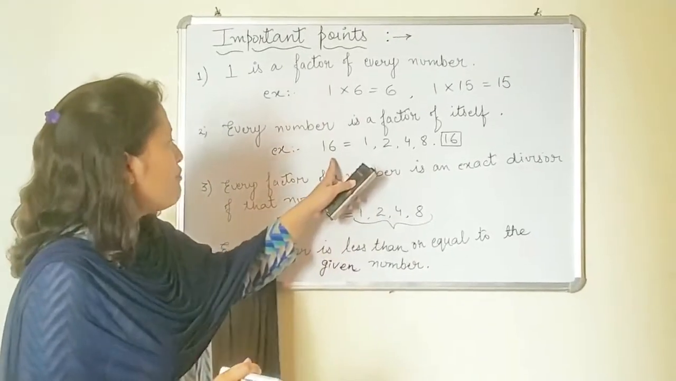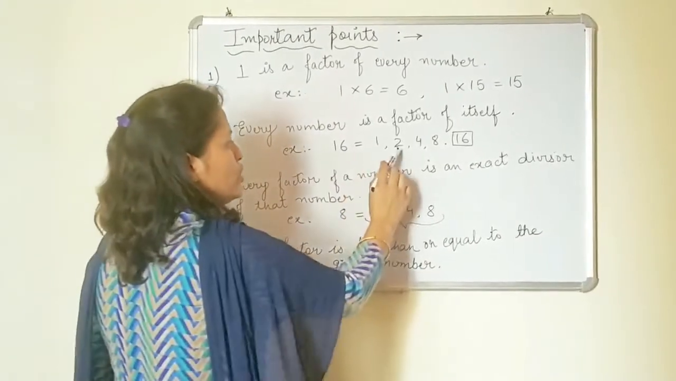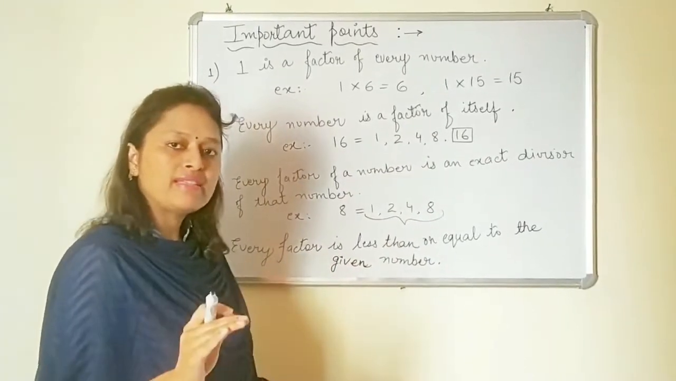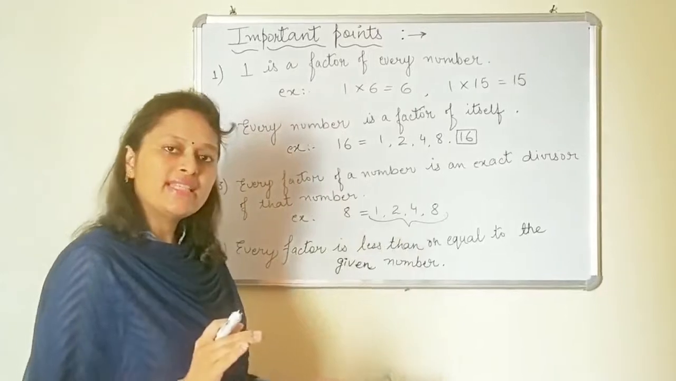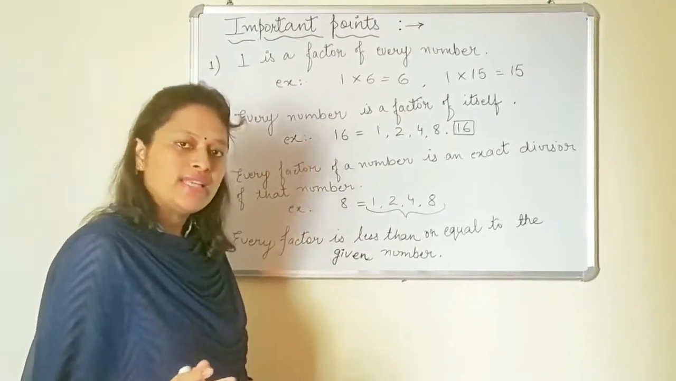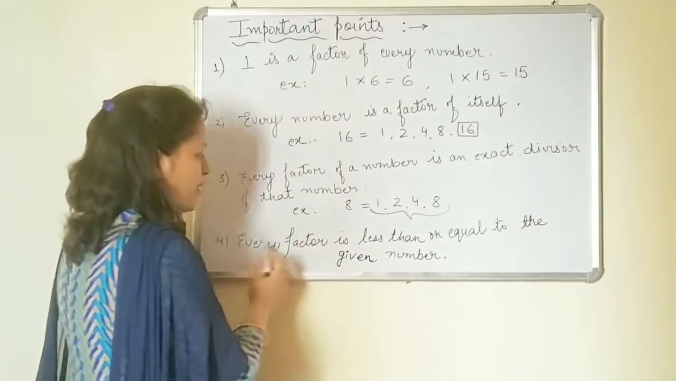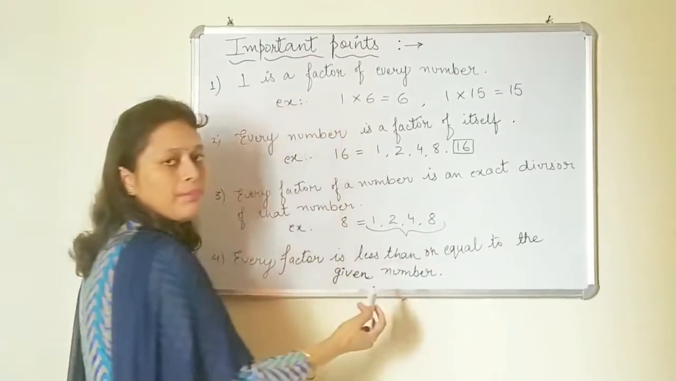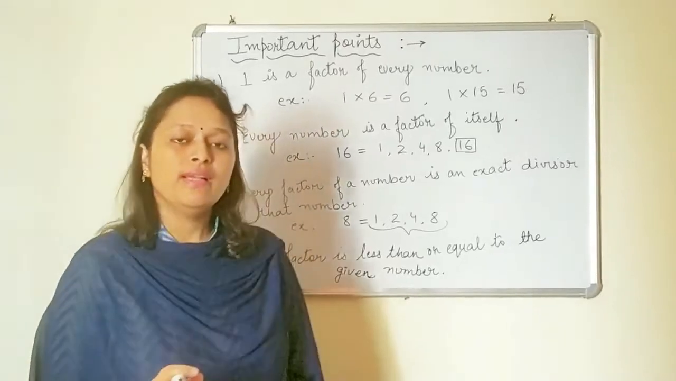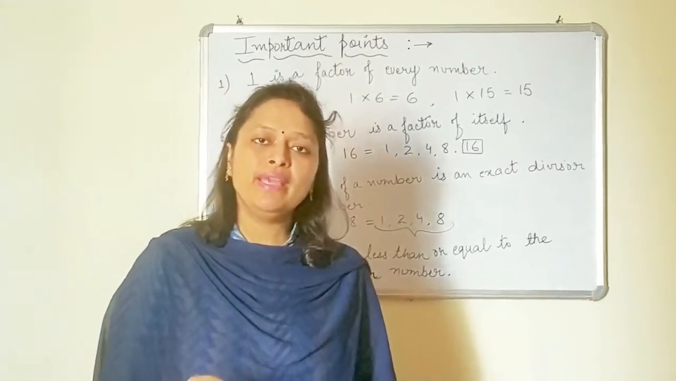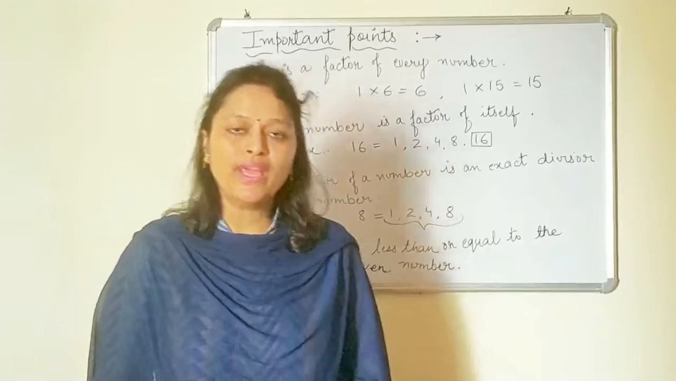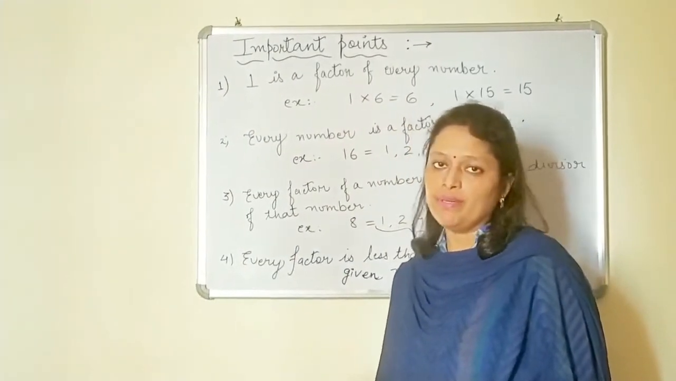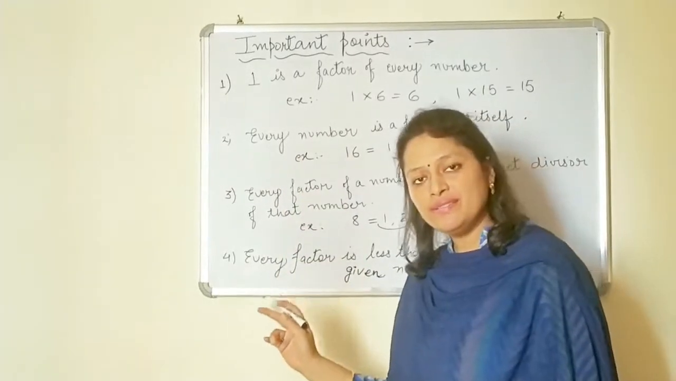Okay. The factors of 16 are 1, 2, 4, 8, 16. In this case also, all the factors are either less than 16 or equal to 16. So this point is that every factor is less than or equal to the given number. It is not possible that any factor can be greater than the given number. Okay, it should be either less than or equal to the given number. All the 4 points are clear, children?